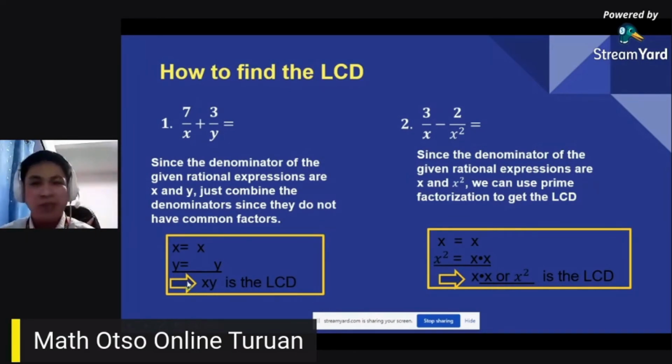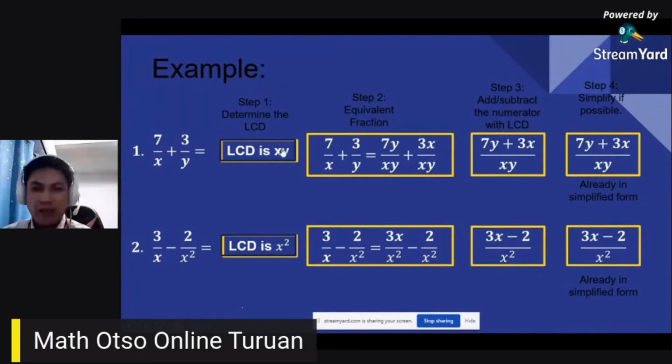Again, the LCD is xy. So, eto na, si xy. Now, let's proceed to step number 2. Ano ang equivalent fraction ni 7 over x plus 3 over y after we get the LCD? So, kung natatandaan nyo pa nung elementary kayo, no? So, denominator, LCD, xy. Xy divided by x, dito tayo sa ating first term. So, cancel yung x, may matitirang y. So, yung natirang y, itatimes mo sa numerator. So, that is 7y. Eto na ngayon yon, 7y. So, ang equivalent fraction ni 7 over x ay 7y over xy.